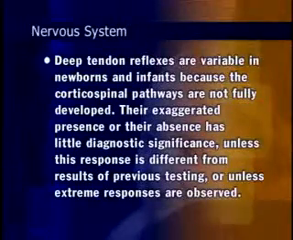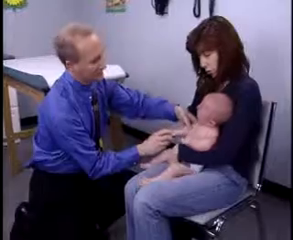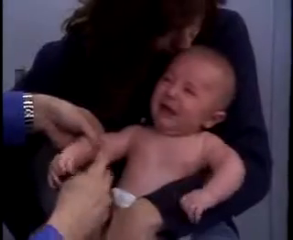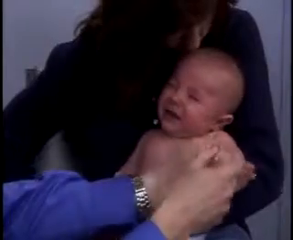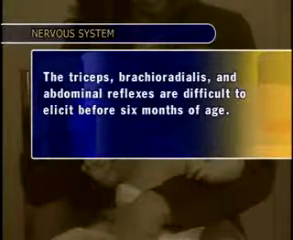The deep tendon reflexes are variable in newborns and infants because the corticospinal pathways are not fully developed. Thus, their exaggerated presence or their absence has little diagnostic significance unless this response is different from results of previous testing or unless extreme responses are observed. To elicit deep tendon reflexes of the biceps and quadriceps, use the same techniques as you would for an adult, substituting your index or middle fingers for the neurologic hammer. However, the triceps, brachioradialis, and abdominal reflexes are difficult to elicit before 6 months of age.